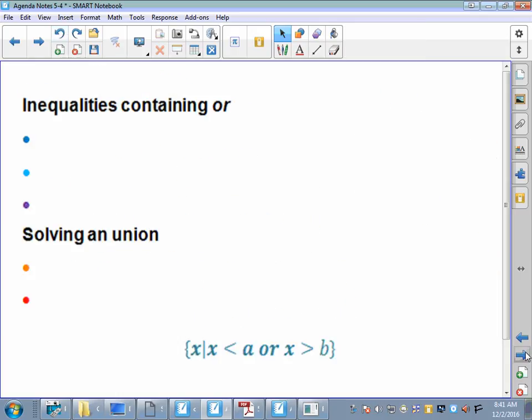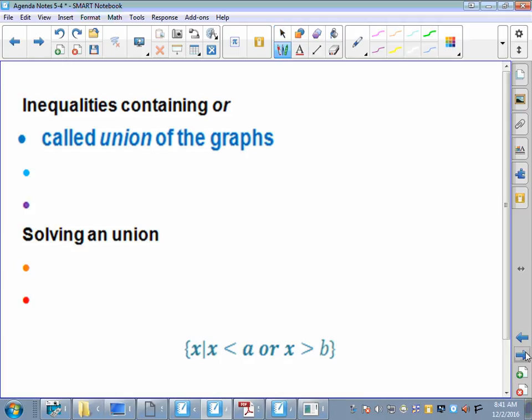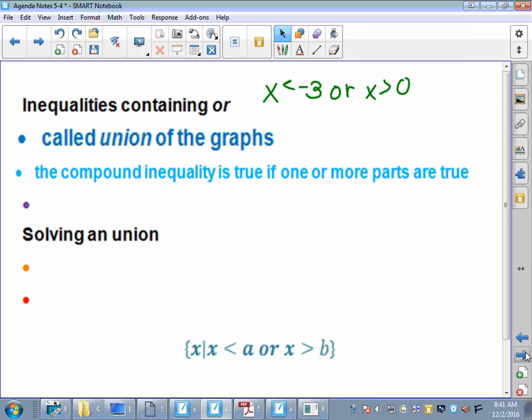So let's talk about ORs. Inequalities with ORs are called the union. I don't really like using that term, but it would be something like x is less than negative 3 or x is greater than 0. So that's what those would look like. A compound inequality is true if one or more parts are true. So it doesn't have to be that both parts are shaded. It could be either.